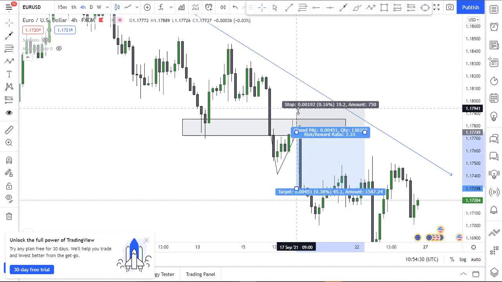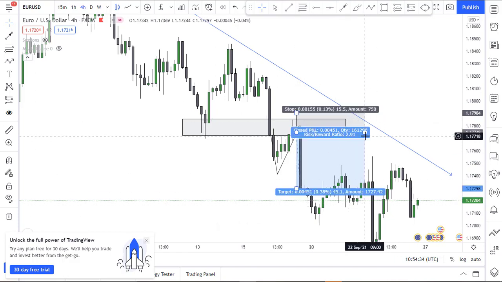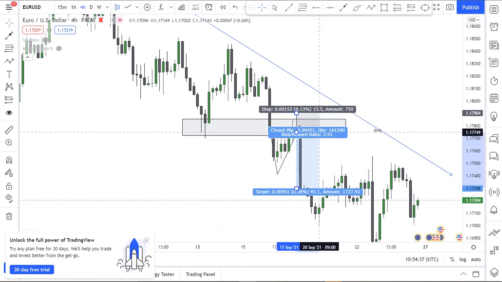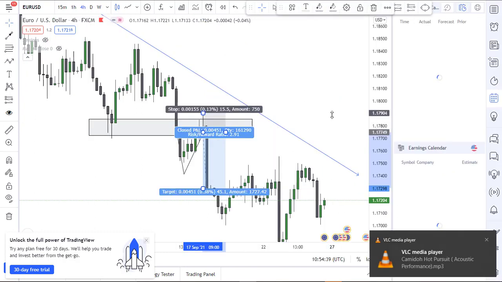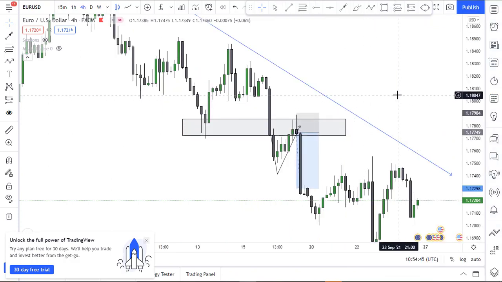So all you have to do is apply your risk to reward management of 1:2. Then within just 4 hours, you've been able to accumulate this nice risk to reward in the market, which really helps you to make more profit in the market.